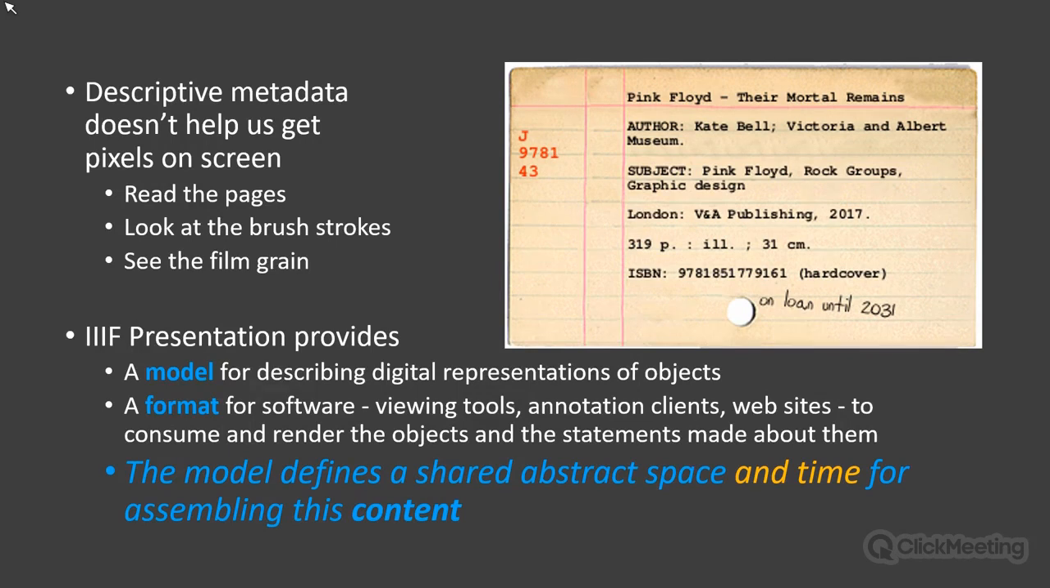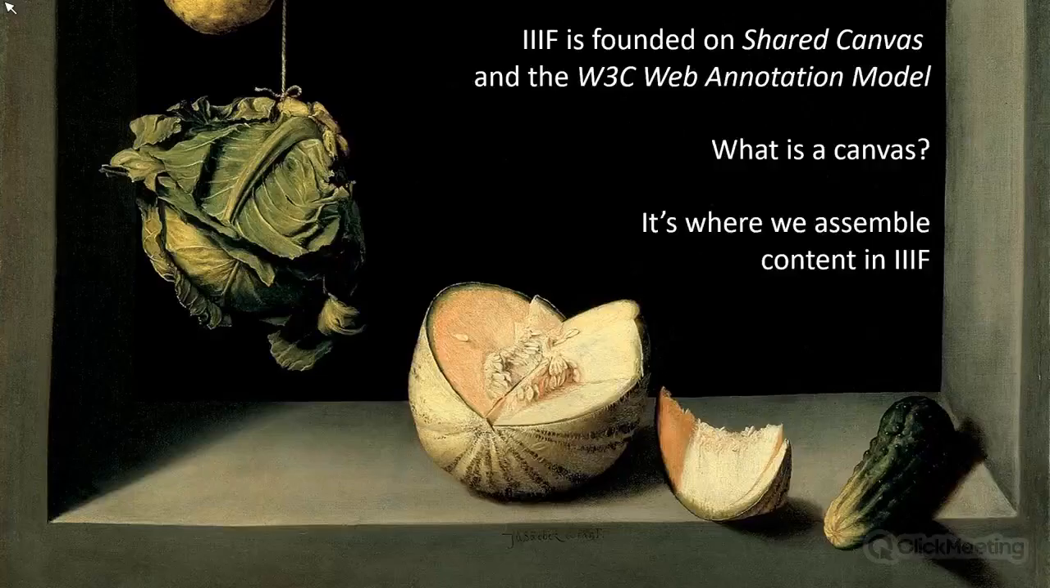And then this third point, the IIIF model describes or defines a shared abstract space and time for the content to be assembled. Now that's a bit of a mysterious statement, so I'm going to dive into that a bit more and hopefully will explain some of how text is searched in that space.